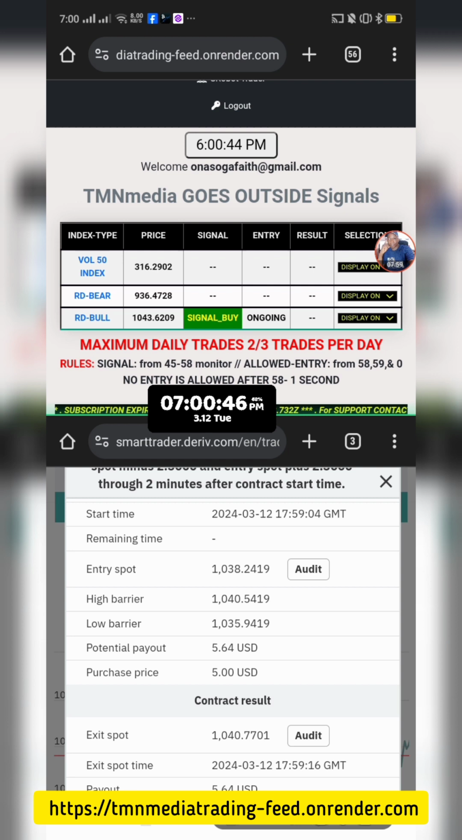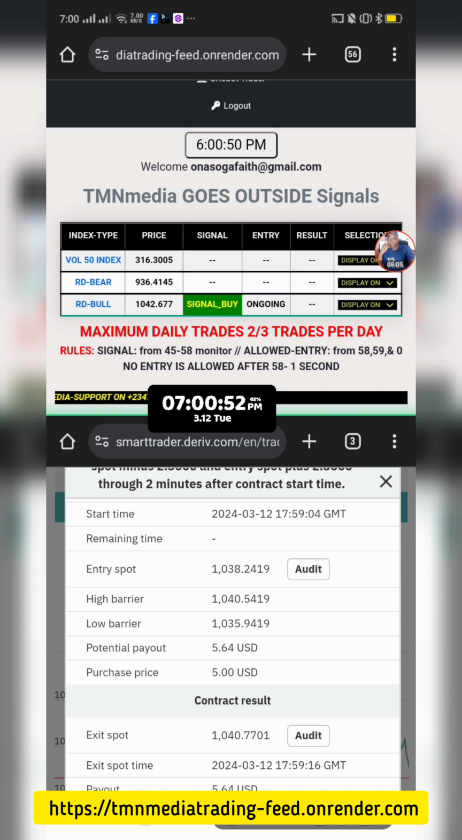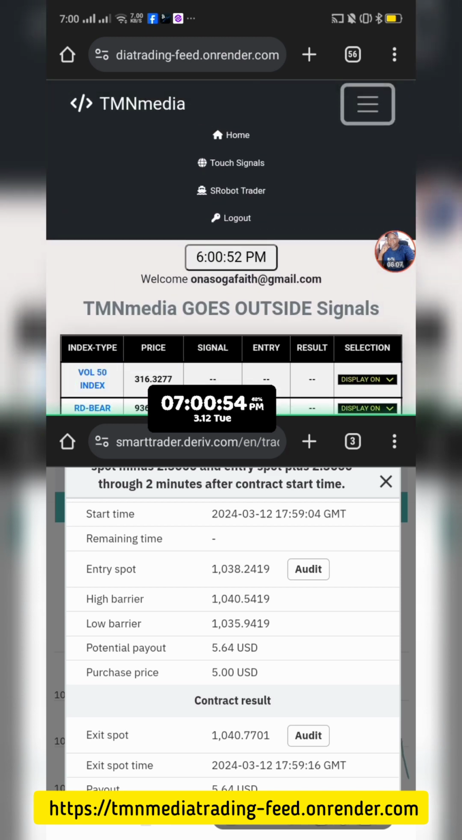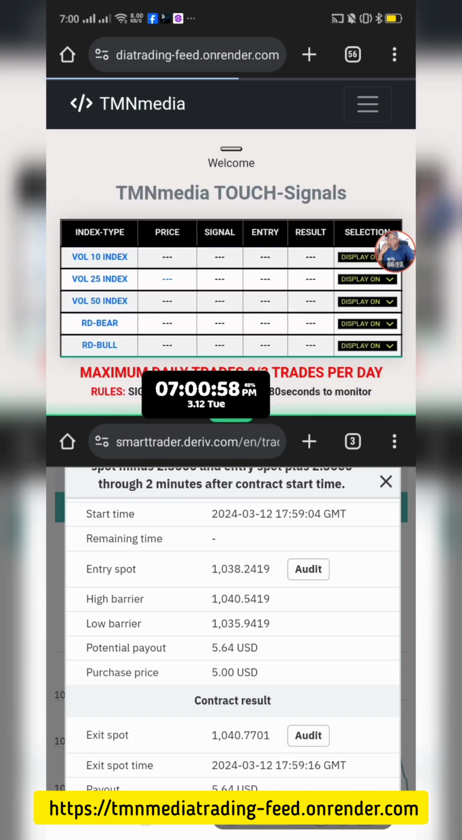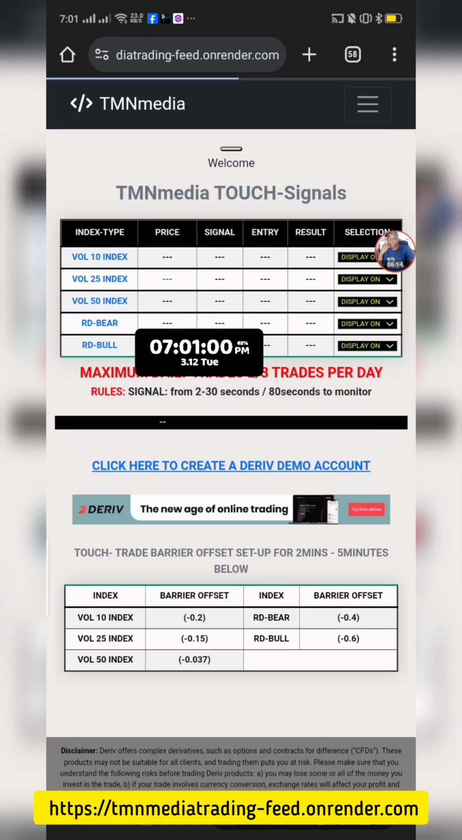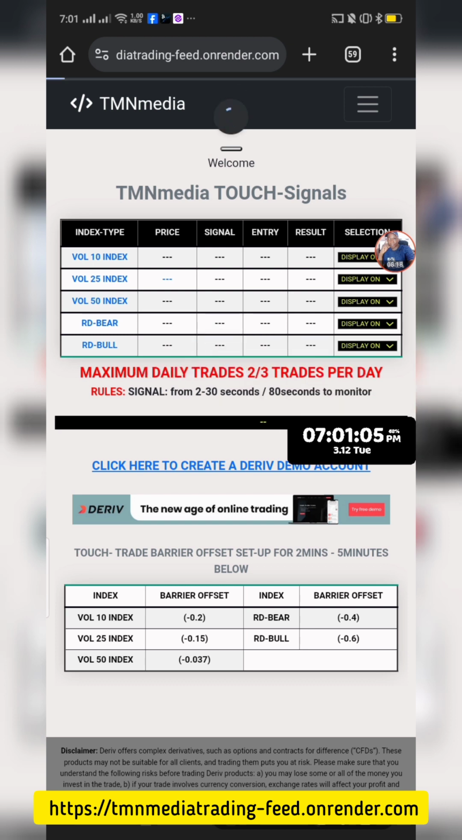Under 1 hour of trading, you should be able to do 3 successful trades, and you are done for the day. Now we also have touch. Okay, they are quite different. I need you to understand. Let me open this. This is the touch signal setup. It's strictly touch. It has its own barrier offset. It's just one directional.